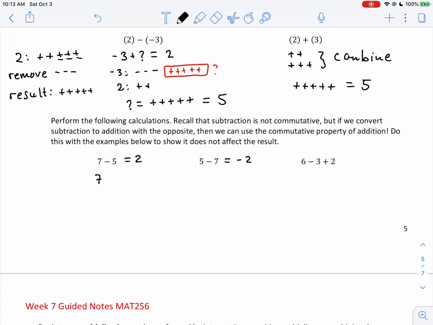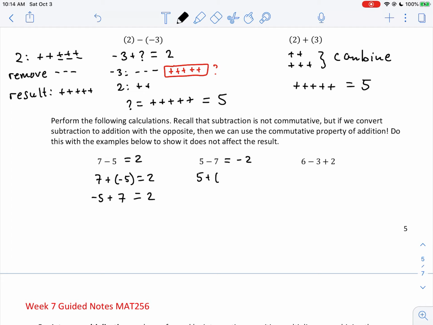However, if I change subtraction to addition but with the opposite, I can flip this around, because addition is commutative. So if you do want to flip the 7 and 5 around, you have to do it in the following way. 7 minus 5 is not the same thing as 5 minus 7, so don't flip them around like that. But you can rewrite 7 minus 5 as negative 5 plus 7. All of these answers give you 2.